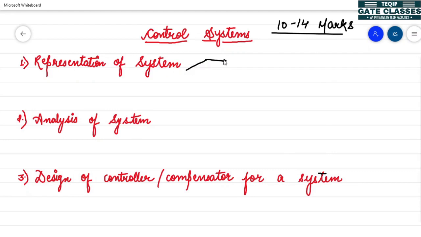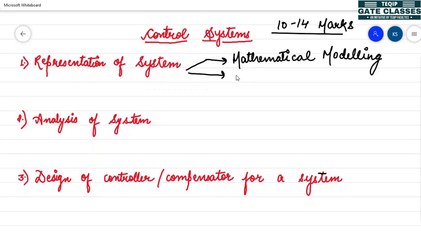Representation of system can be done by four ways. First is mathematical modeling, in which differential equations have been used to represent a system. Second is block diagram representation.